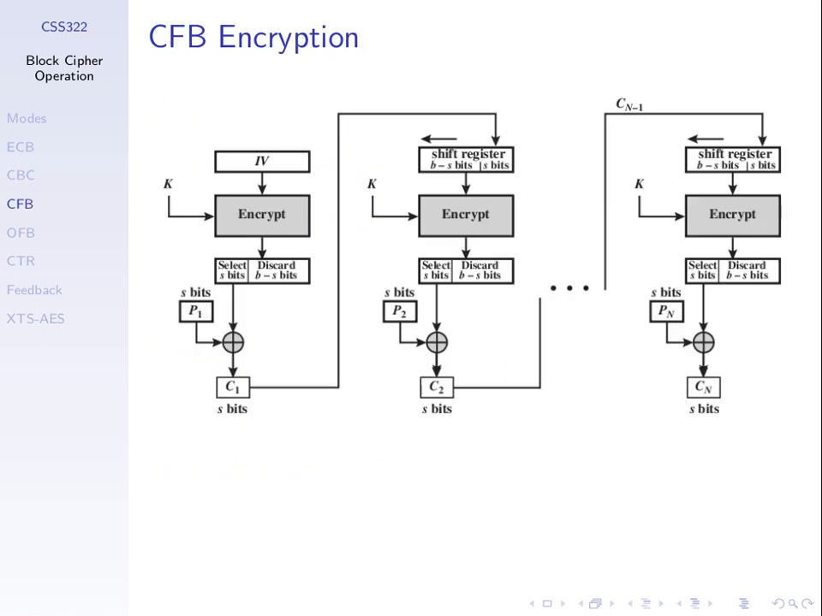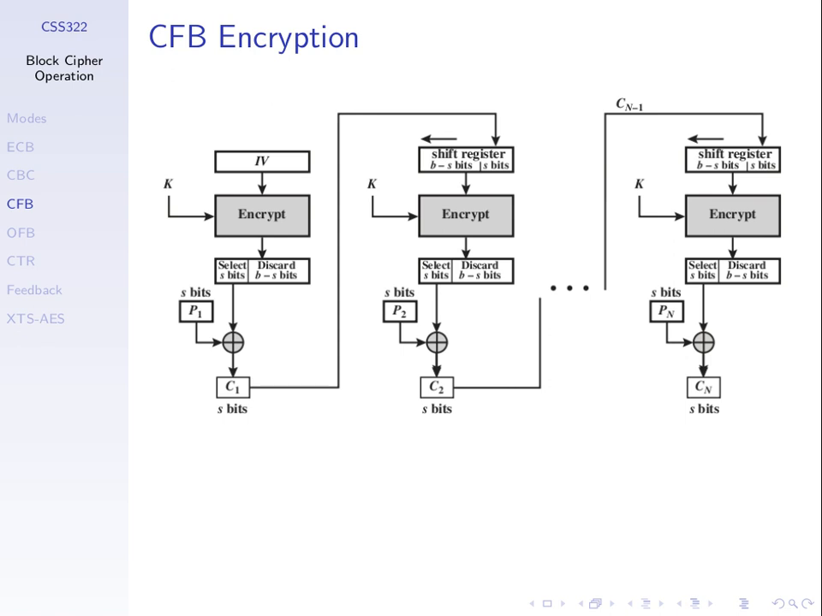Cipher feedback mode. Here's a mode that, in general, allows us to produce less than B bits of output. We have a cipher that operates on B-bit blocks. DES operates on 64 bits. We can use this, and also the next mode, to produce smaller output, S bits in general. Let's see how it works and then talk about the advantages.